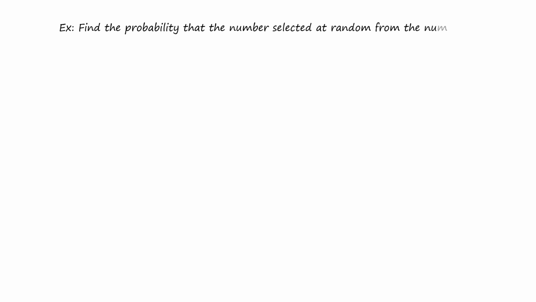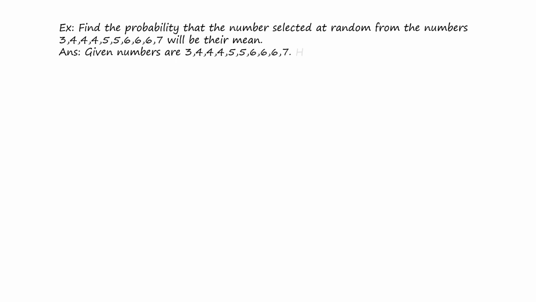Find the probability that the number selected at random from the numbers 3, 4, 4, 4, 5, 5, 6, 6, 6, 7 will be their mean. So the given numbers are 3, 4, 4, 4, 5, 5, 6, 6, 6, 7. That means total numbers are 10. So the number of possible outcomes is 10.